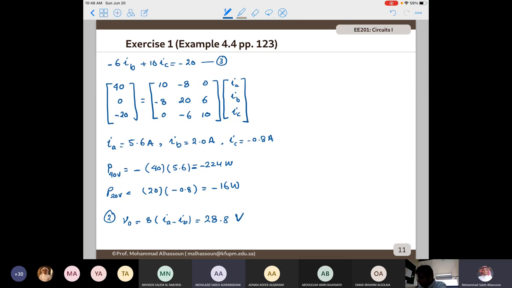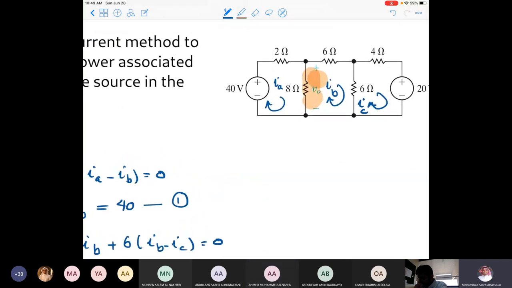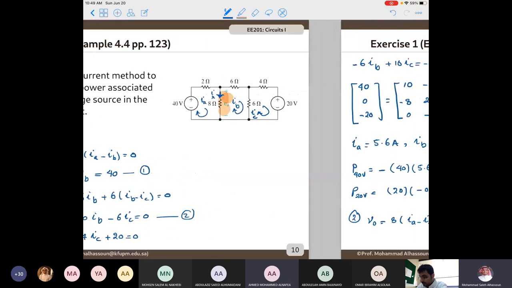Doctor, why do you multiply 8 by IA minus IB? Why not IB minus IA? So what's the current passing here? IA. IX is equal to IA? Yes. IA minus IB. So we should get the positive one. Okay, yes.